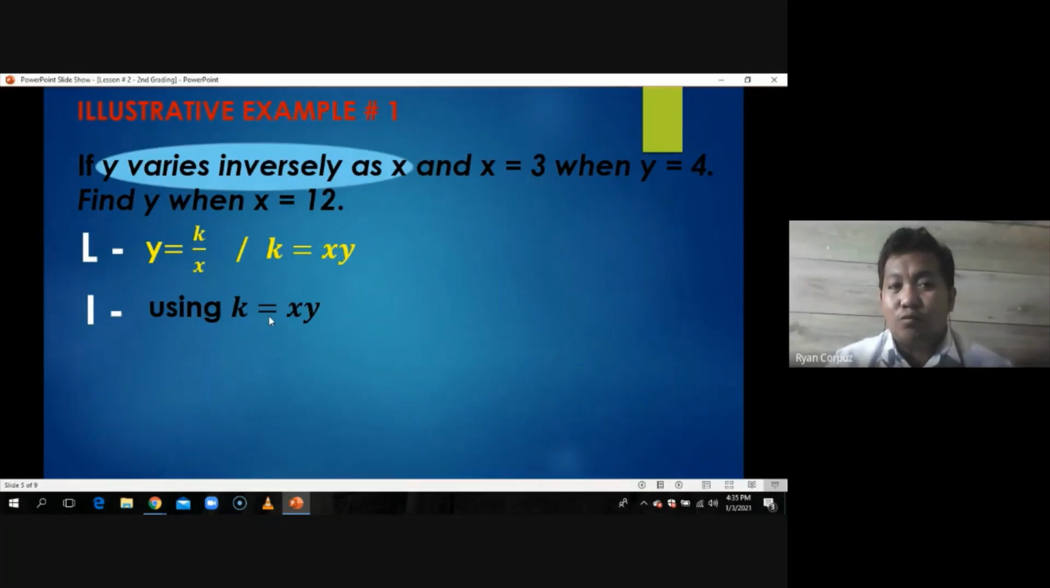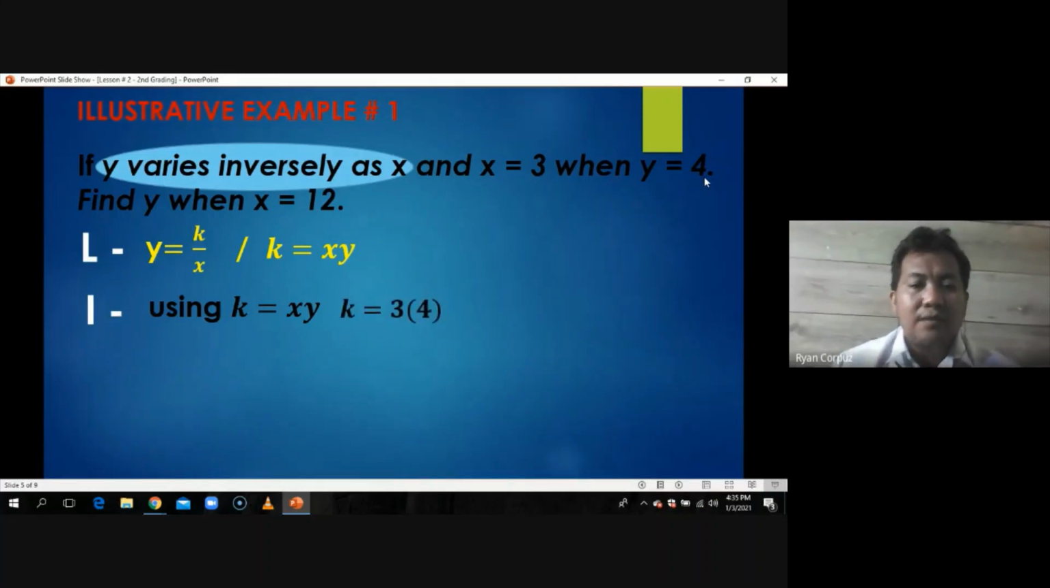Yun yung gagamitin muna natin in order for us to find the constant of variation, because constant of variation is denoted by the symbol small letter k. So that is to be used in order for us to solve for k, and also using a complete value of x and y in the problem. Sabi ito, x is 3 when y is equal to 4. So let's make use of that.